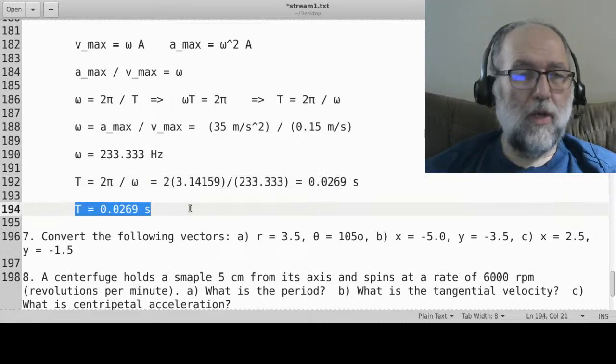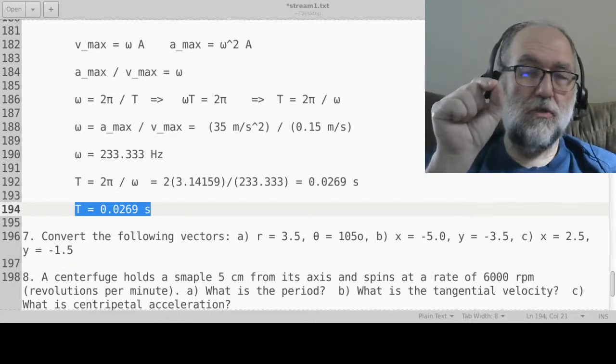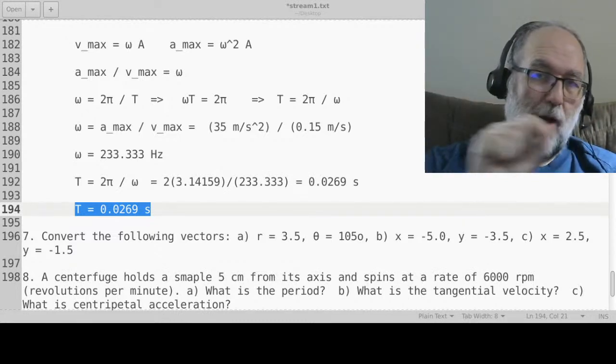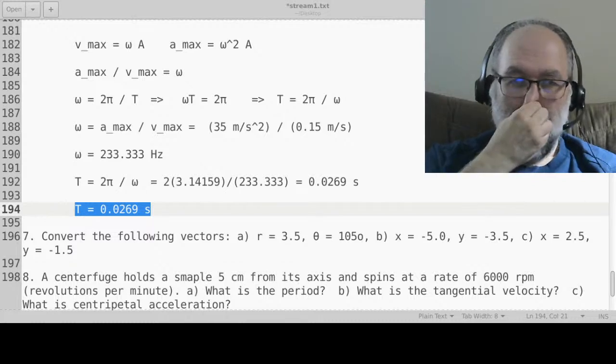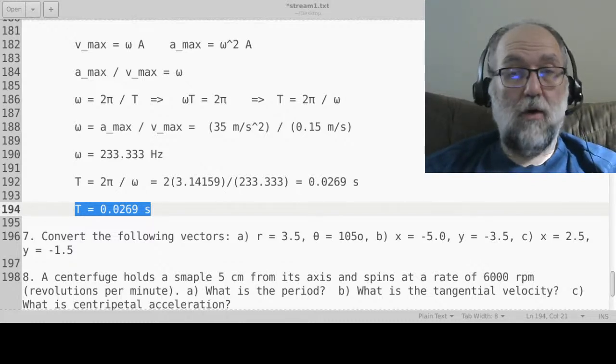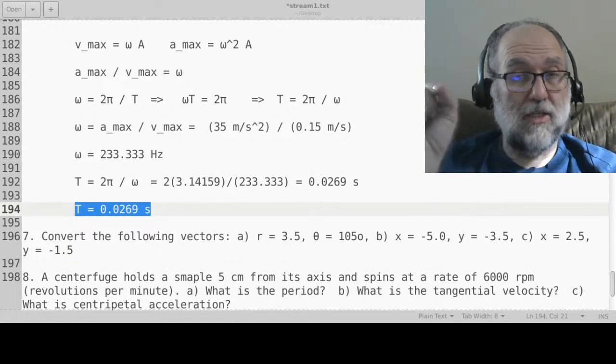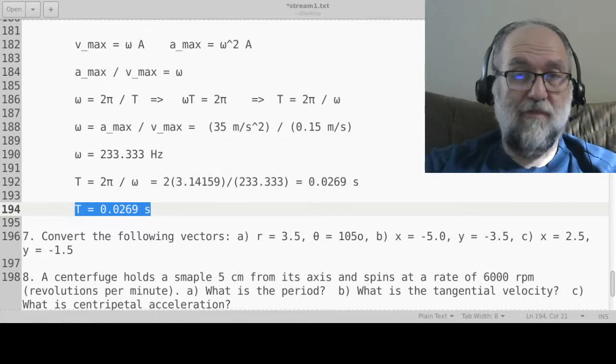Now, what is the period? It's the time for one cycle, which means that the time it takes to start at a point, go all the way around once, and come back to the same point is 0.0269 seconds. Now, that's close to 1/37 of a second. So this oscillator is oscillating very, very fast.